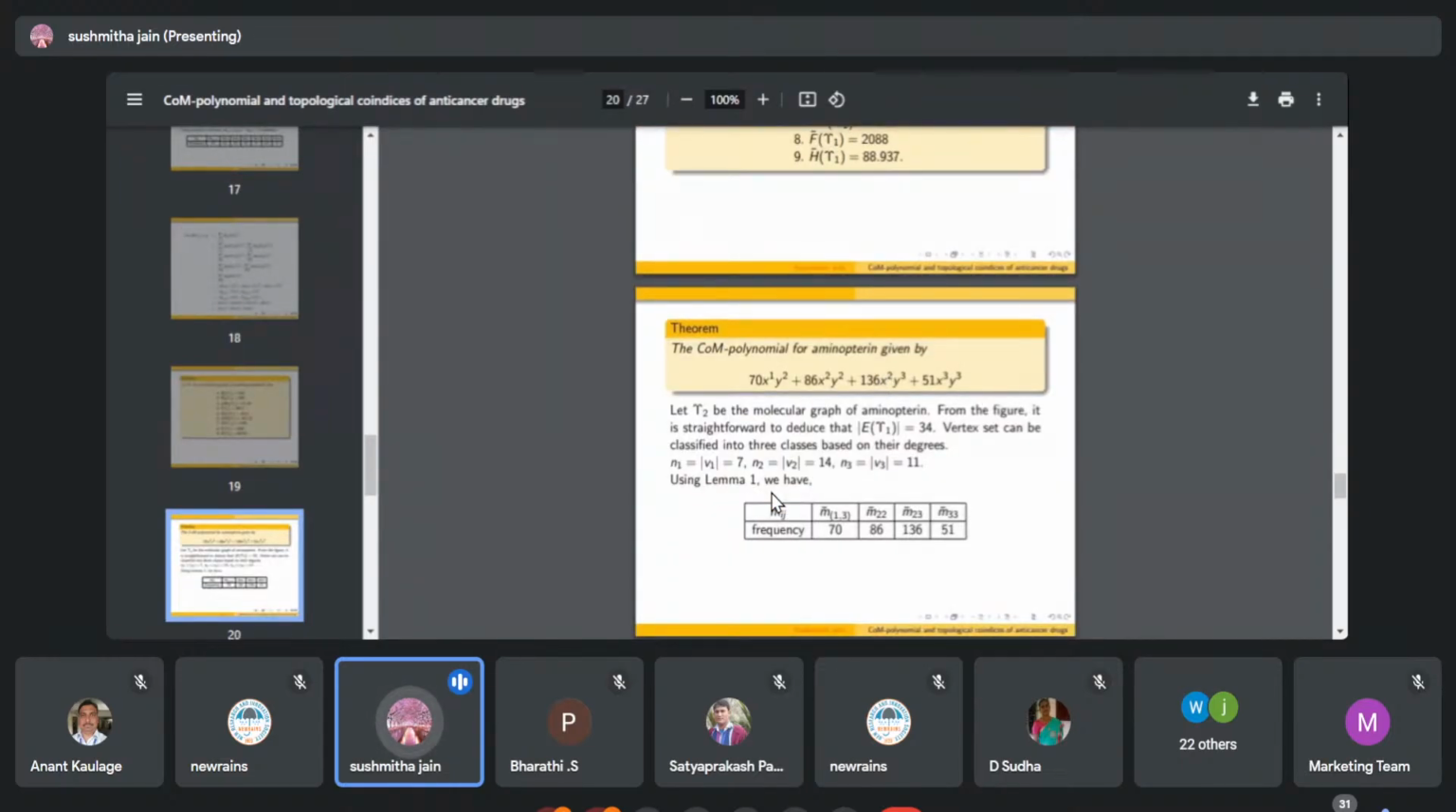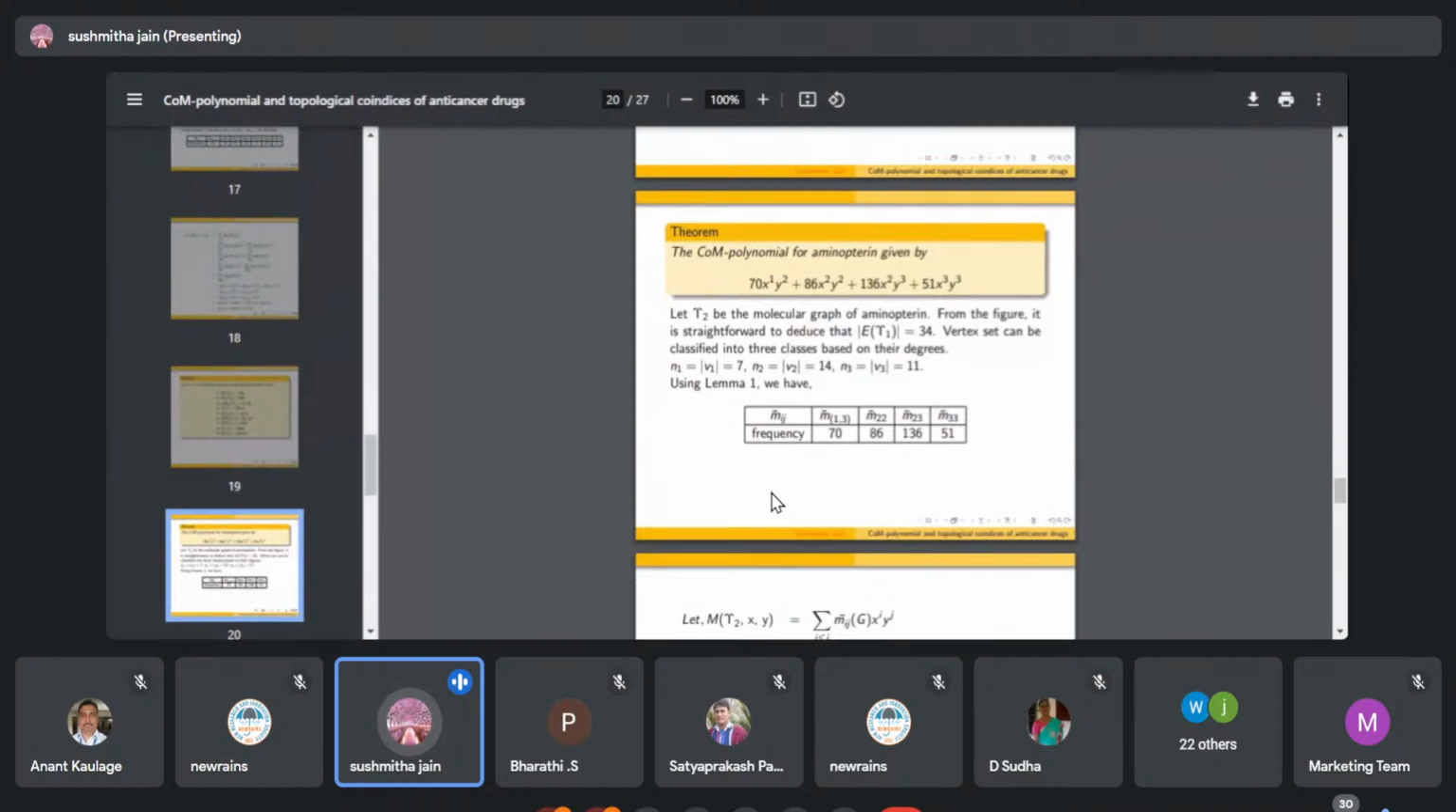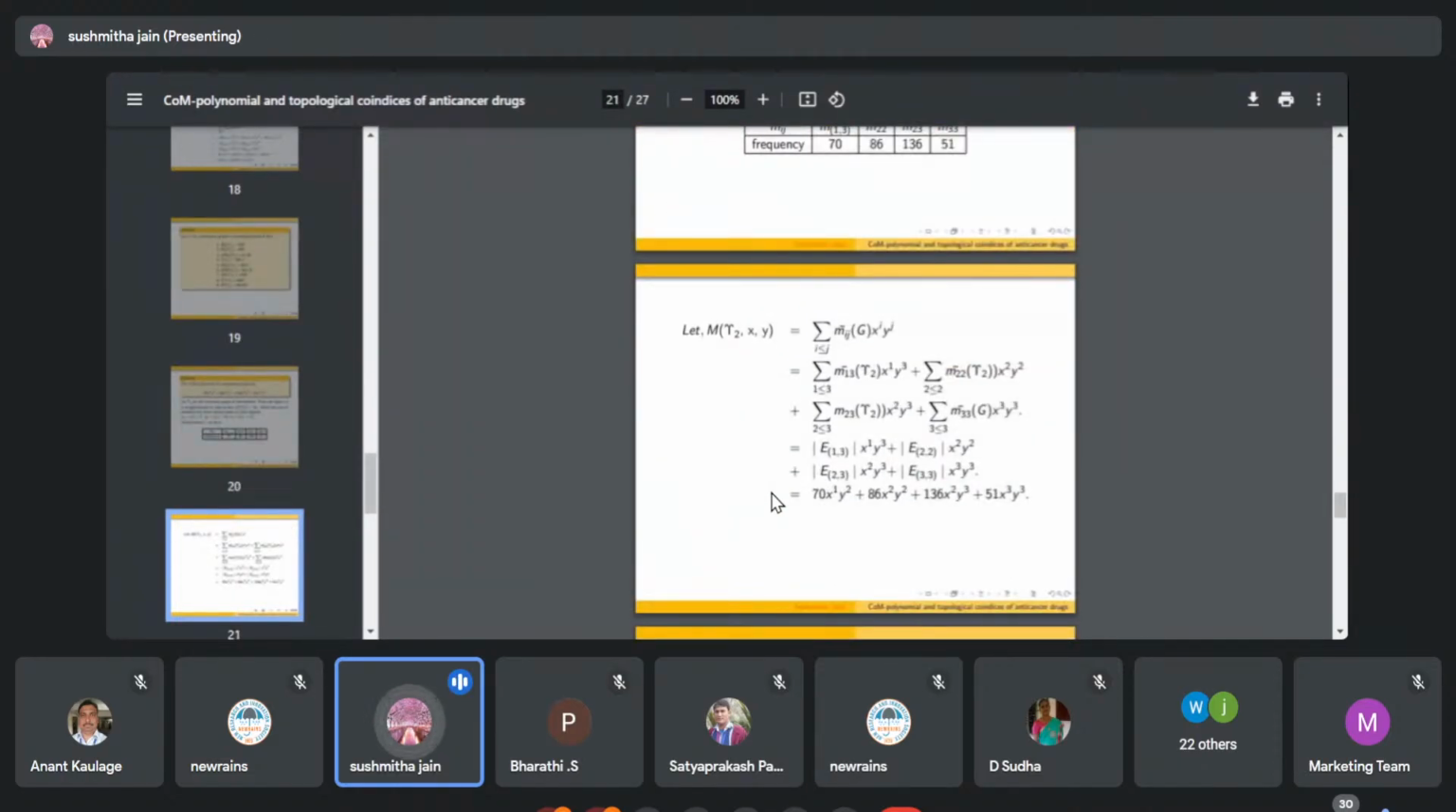Similarly, we have selected one more molecular anti-cancer graph. This is the amino protein. This equation is the co-M polynomial of the above molecular structure. Similarly, here also we obtain a total of 34 edges and 28 vertices. This table is the edge partition of the graph. Here also, using the M-polynomial definitions and edge partitions, we obtain these results.